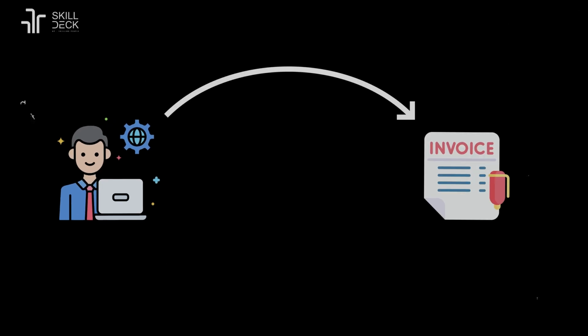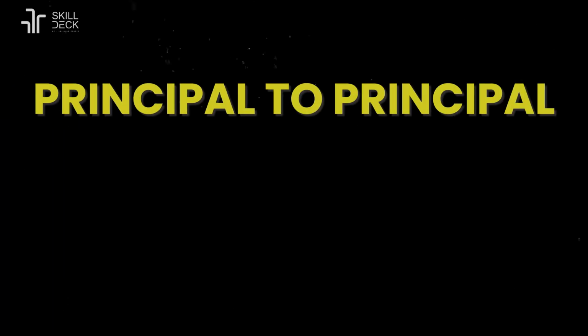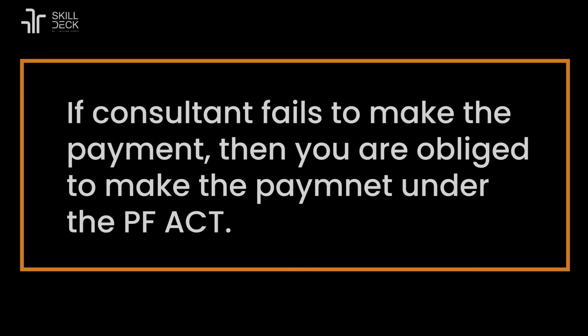Now let's take an example. Your company is purchasing certain services or hiring an individual through some consultant. The consultant gives you an invoice. The consultant only handles the PF and the taxes. This is called a principal to principal relationship. It's not an employer to employee relationship. But here you need to note one thing. If you directly control or supervise the consultant's employees or staff like your own employees, PF authorities may still treat them as your employees. If the consultant fails to make the payment, then you are obliged to make the payment under the PF Act.